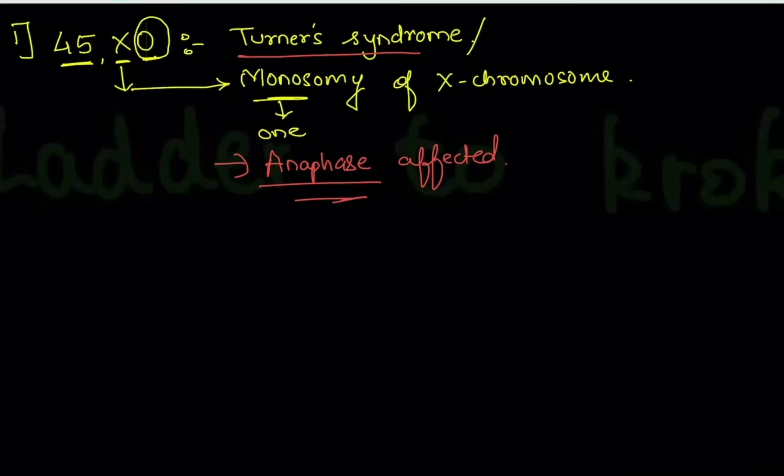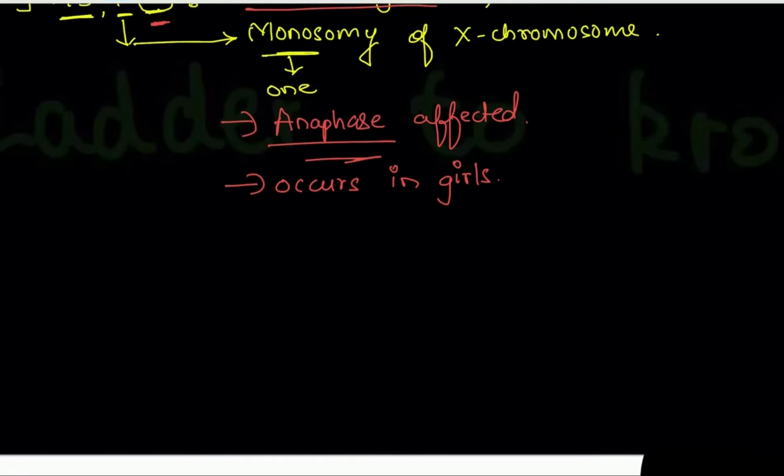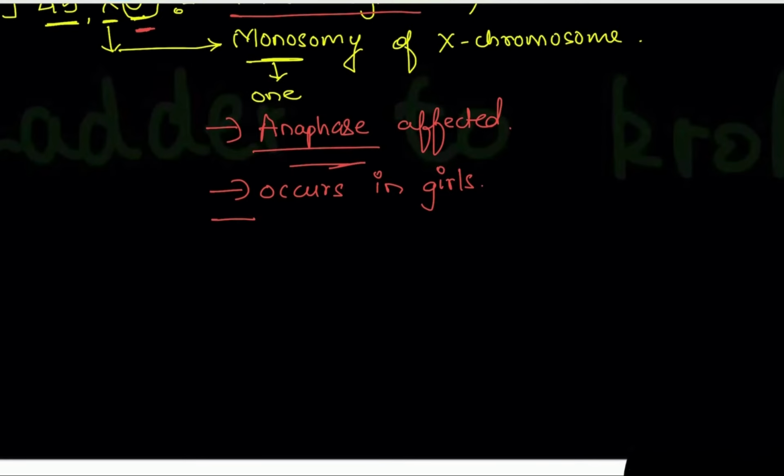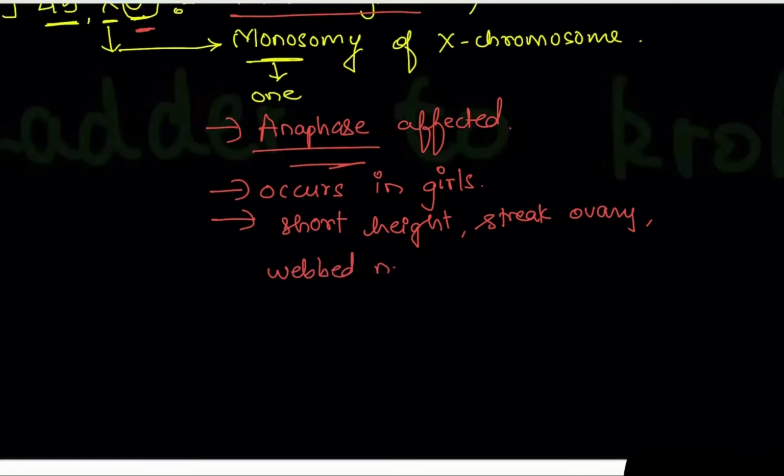This Turner syndrome occurs in girls. Okay, so the girl will lack one X chromosome. She is a girl, but she will lack one X chromosome. So there should be something in that girl that she will be missing like other normal girls. So write down its symptoms. Short: she will have a short height. She will have a streak ovary, and she will have a webbed neck appearance.